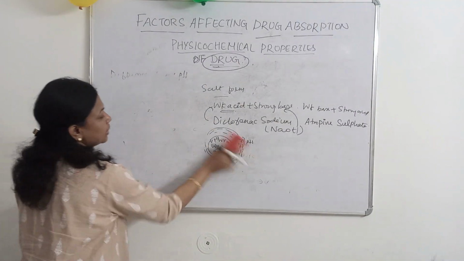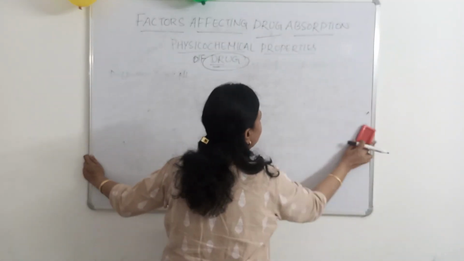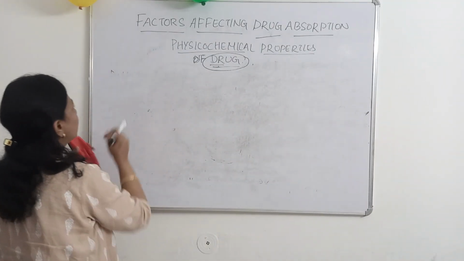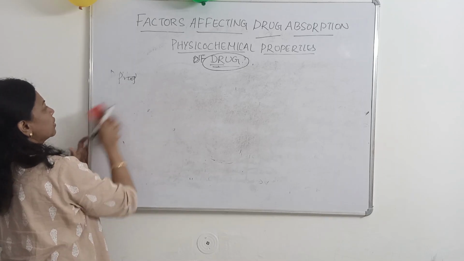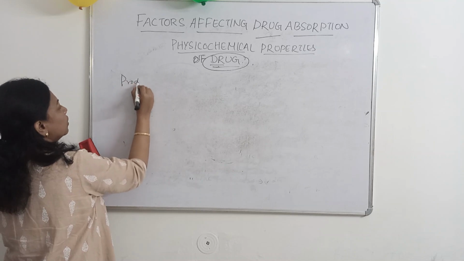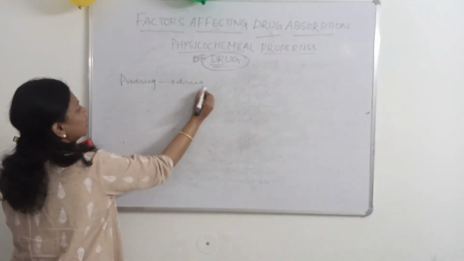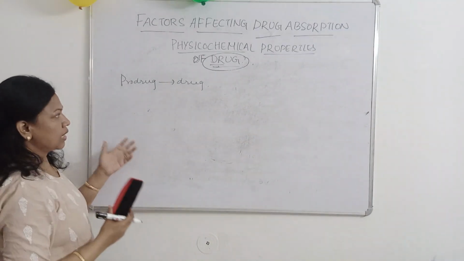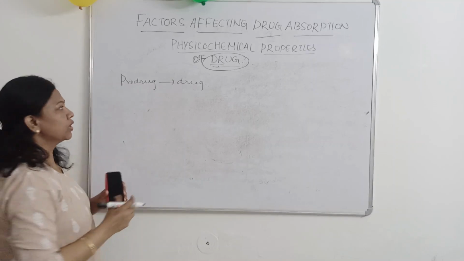Now the next factor which affects the dissolution of a drug is the prodrug. So what is a prodrug? A prodrug is the inactive form of a drug. So a prodrug is nothing but the inactive form of a drug or the precursor which will convert into the active drug at its site of action. So why do we have to prefer this prodrug?